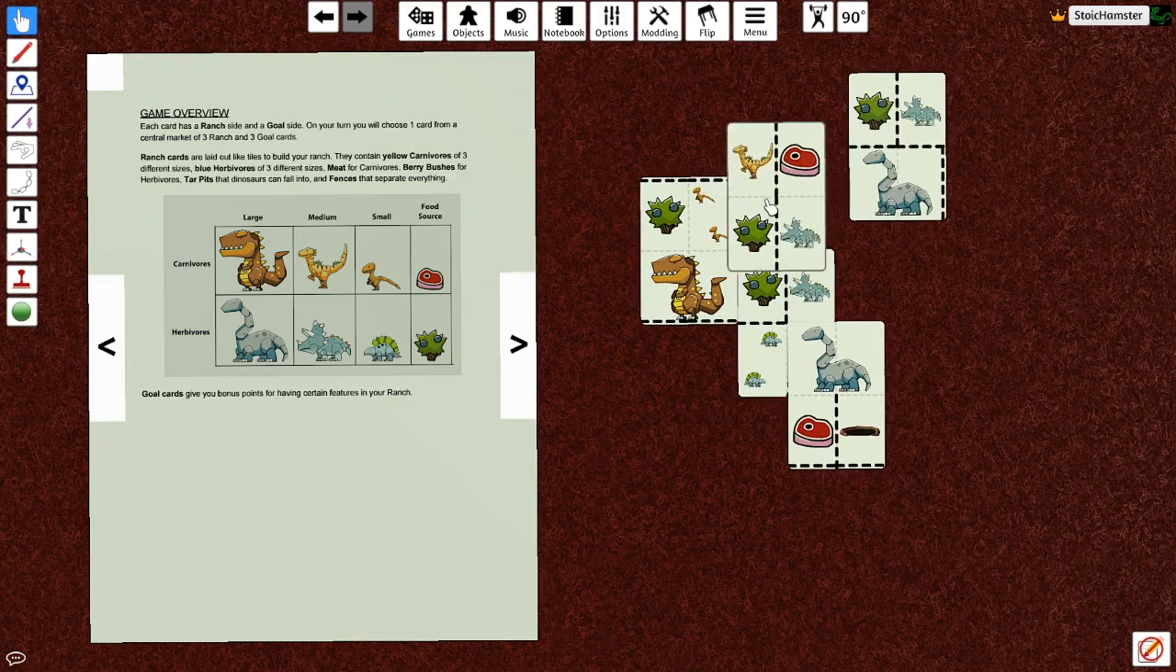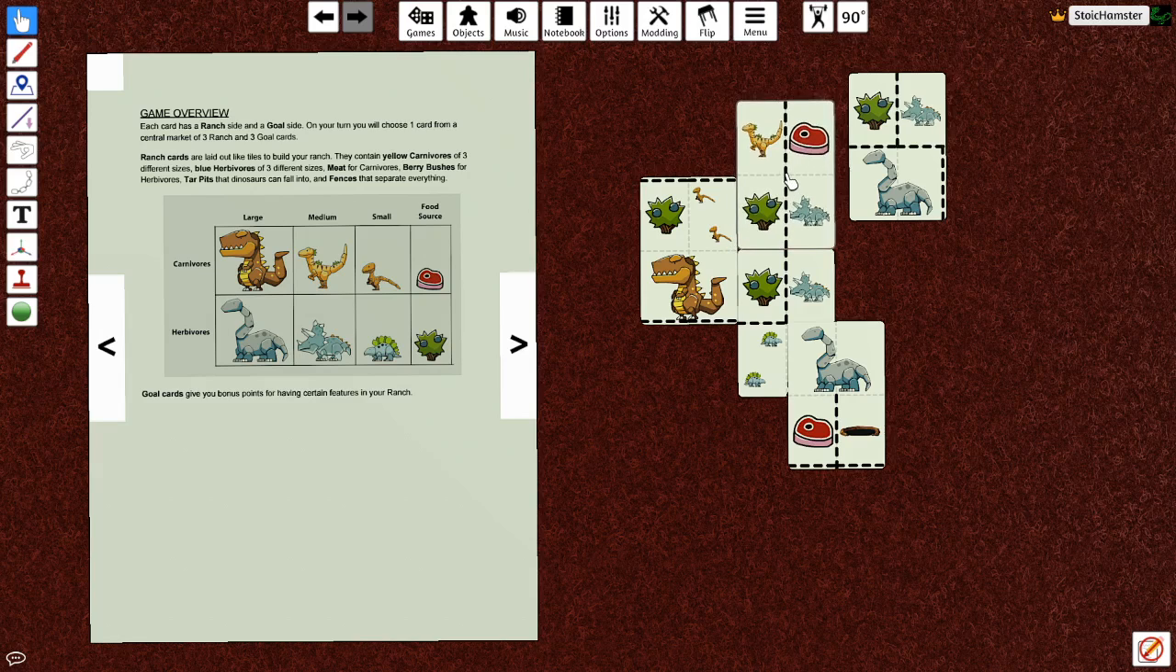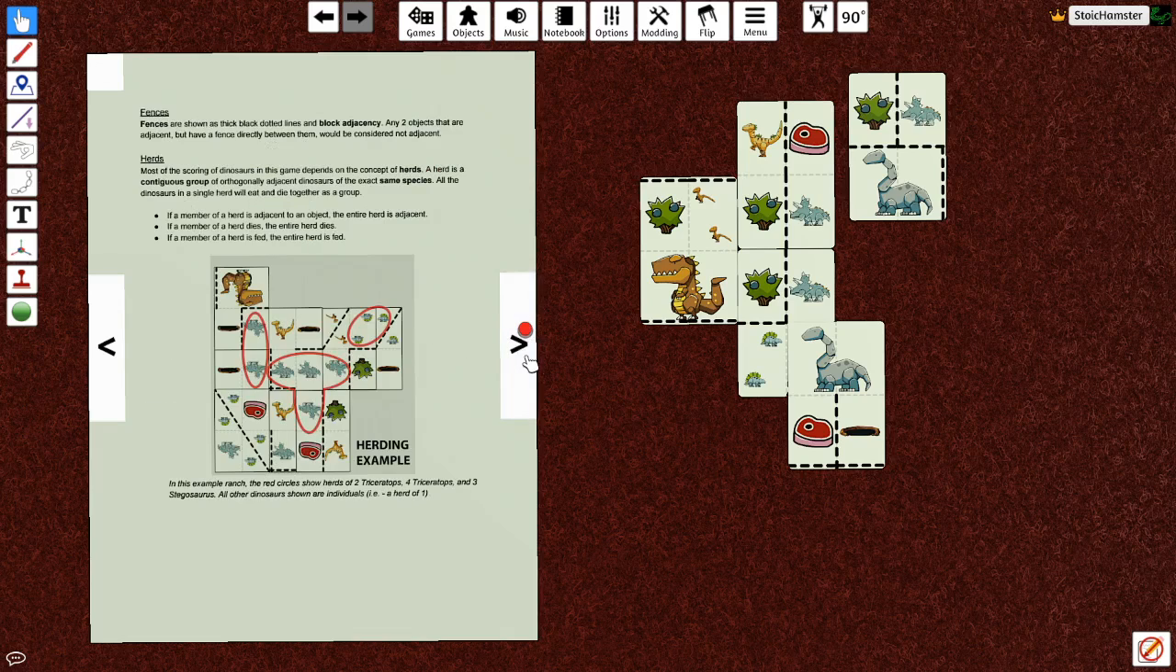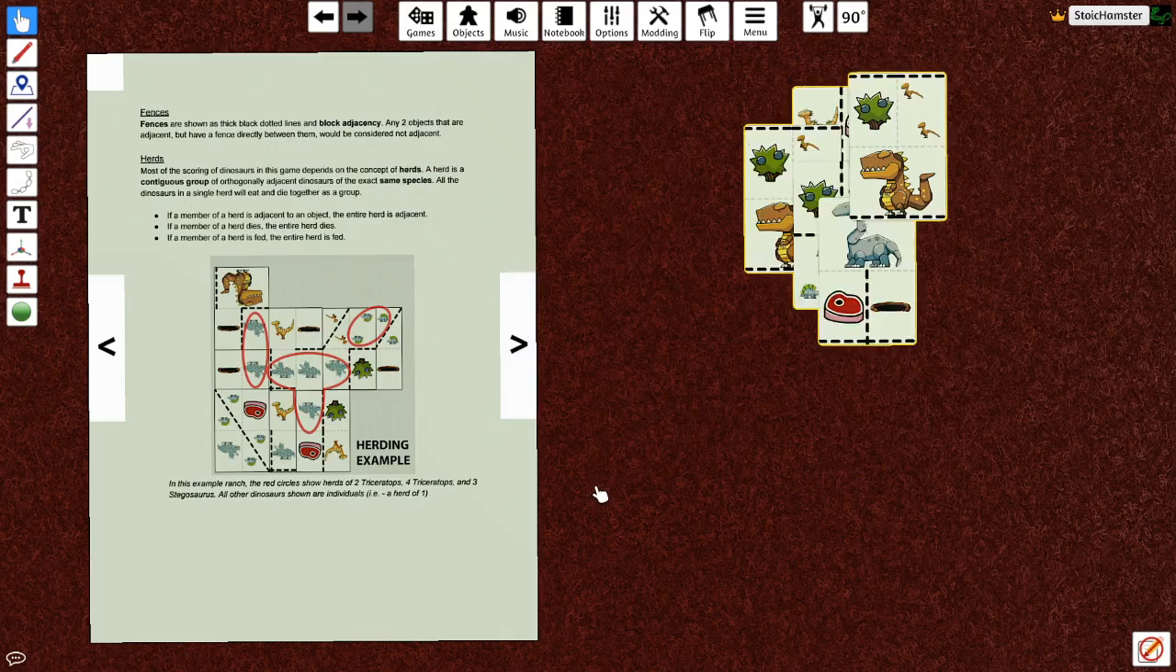The most important concept to keep in mind when laying out your ranch is the concept of dinosaur herds. A herd is a contiguous set of orthogonally adjacent dinosaurs of the same species. Herds are important because a herd of dinosaurs always lives, eats, and dies together as a group. Let's look at some examples of how this works.